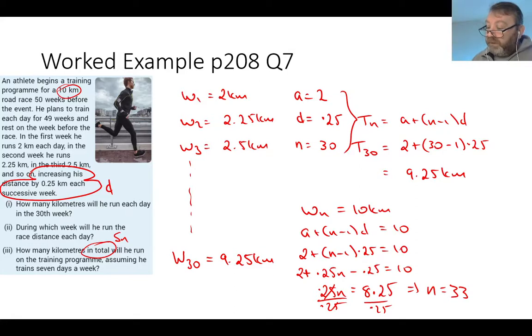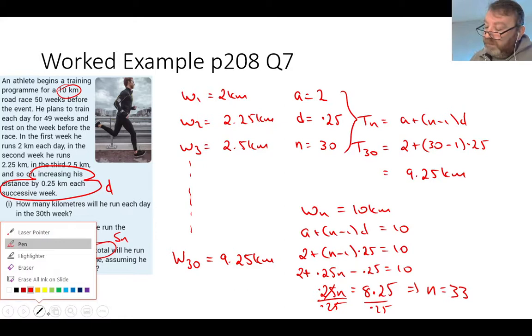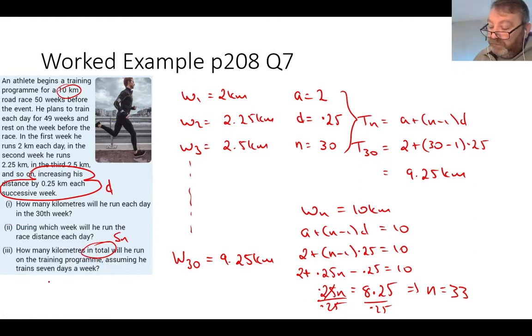Okay, so what I'm going to do here, what have we got? I'm just going to make a bit of space if I can. Let me see if I can do it down here. Let's write down S of n first of all. So S of n is equal to n over 2 times 2a plus n minus 1 times d. Okay, that's the formula I'm going to use, because it asks me kilometers in total. So how many kilometers in total will he run on the training program, assuming he trains 7 days a week? First of all, how many weeks did he run for? He ran for 49 weeks.